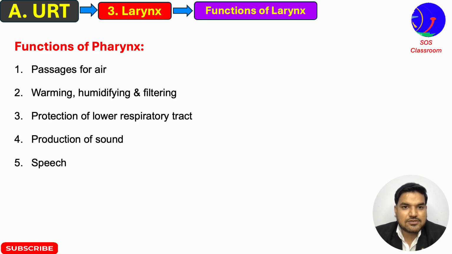So what are the functions of the larynx? First function is as a passageway for air, entry of oxygen and exit of carbon dioxide. Next is warming, done by the blood supply, humidifying, done by mucus production, and filtering, done by the cilia and mucus. Protection of the lower respiratory tract, by the epiglottis, prevents water and food particles from entering the trachea. And production of sound by the voice box, the vocal cords, helpful for speech. So these are the main functions of the larynx.